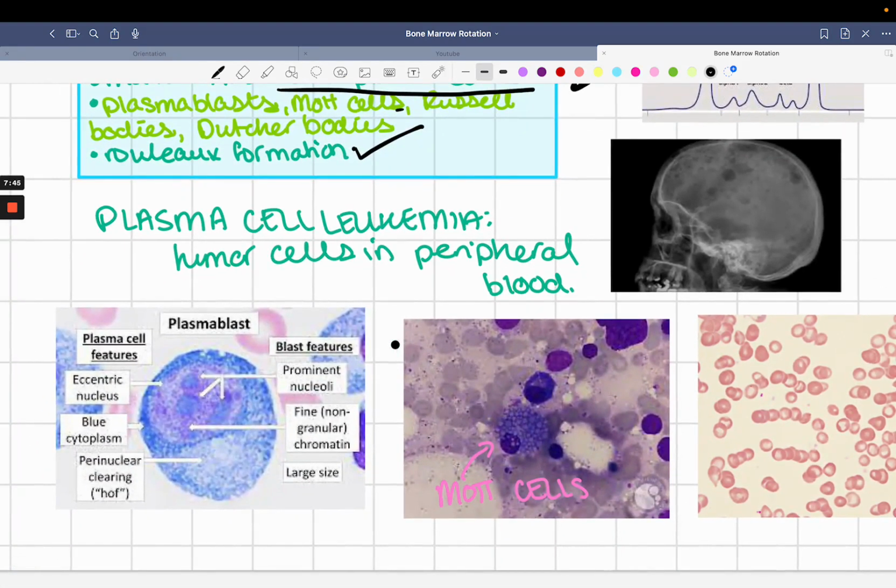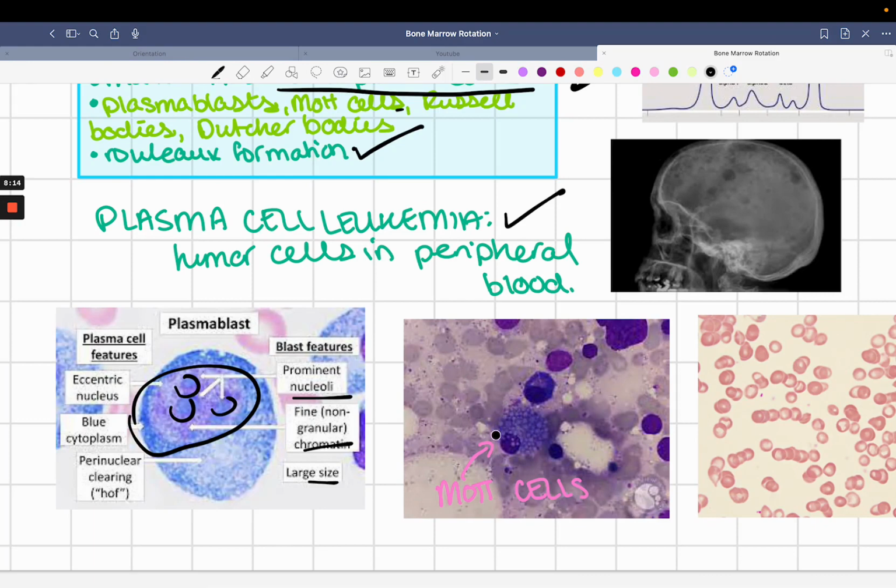So in general, if the tumor cells have gotten into the peripheral blood, then this is now called a plasma cell leukemia, and that is a very dangerous thing. And so we'll take a look here at some of these terms. A plasmablast is going to have prominent nucleoli, fine non-granular chromatin. It's going to be large. There's going to be some perinuclear clearing, blue cytoplasm, and an eccentric nucleus as well. And you can see these prominent nuclei as well.